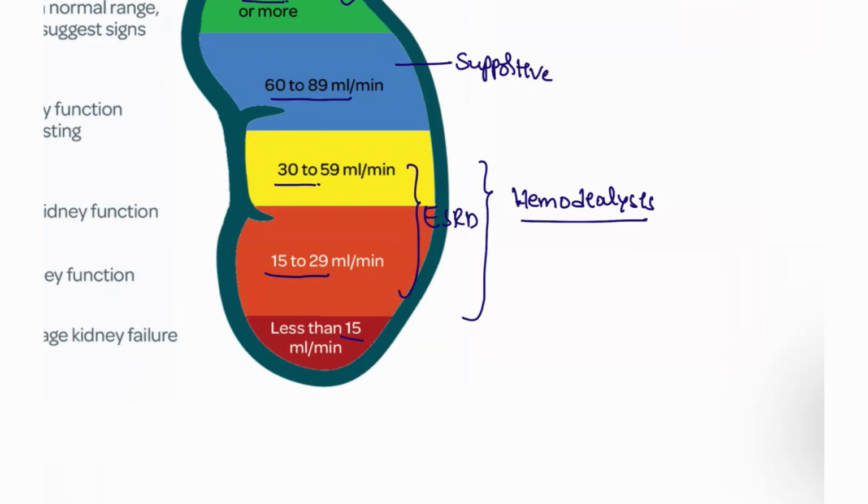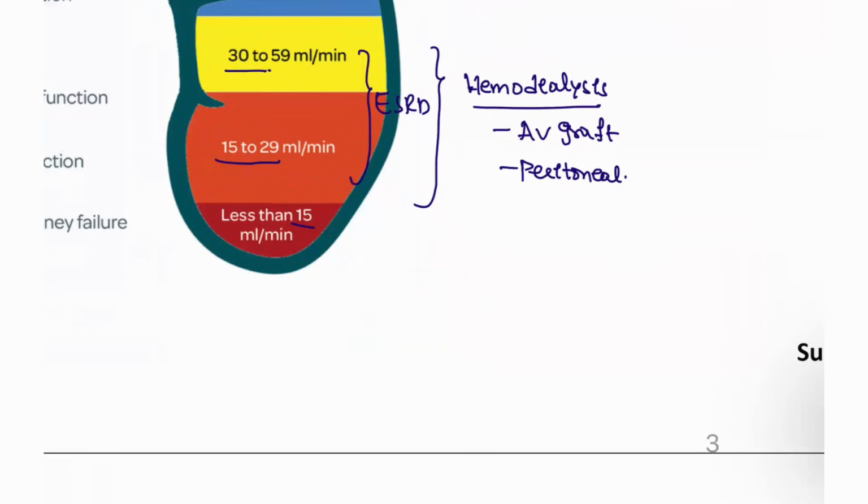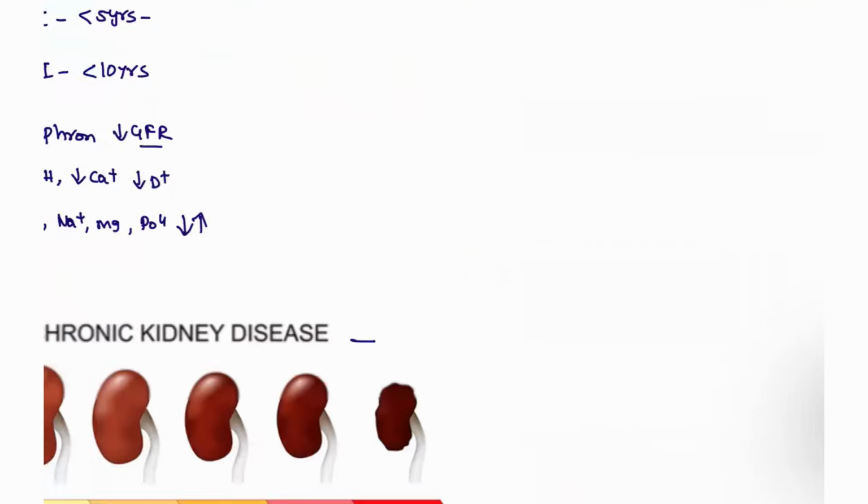Hemodialysis can be done in two types. One is with the help of the AV graft, and the other one is peritoneal. With the help of the ultrafiltration system, we are going to do the dialysis. What is the most common side effect of hemodialysis? Hypotension will be the most common one. What about the treatment of this patient?